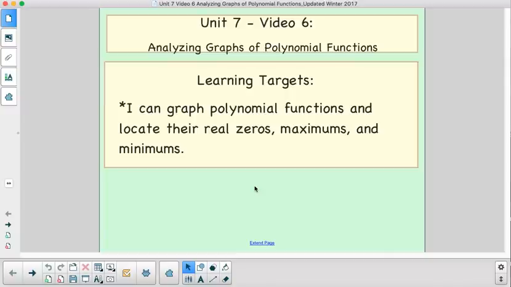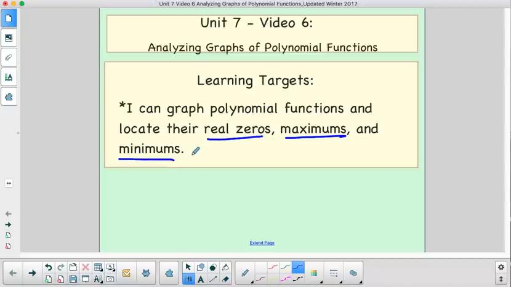Today we're going to analyze graphs of polynomial functions. Your learning target will be that you can graph polynomial functions, and the way you're going to do that is by using their real zeros, maximum, and minimums. The other tool we're going to be using today is your graphing calculator.